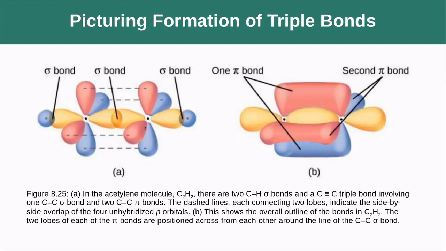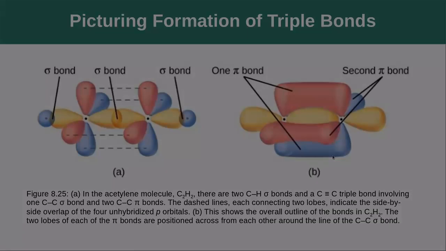Triple bonds can be formed when there are two unhybridized orbitals, each with an electron in it. In this case, we're forming acetylene through two side-to-side interactions with those p orbitals.